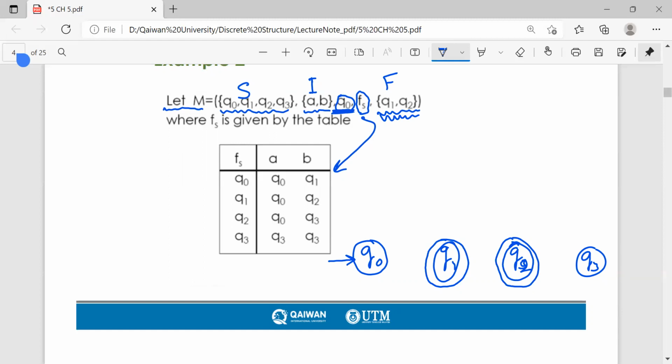Look, Q0 on A goes to Q0. It returns to itself on A. Okay. Then Q0 on B goes to Q1. That's all for Q0. Then for Q1, Q1 on A goes to Q0. This is A. And Q1 on B goes to Q2.